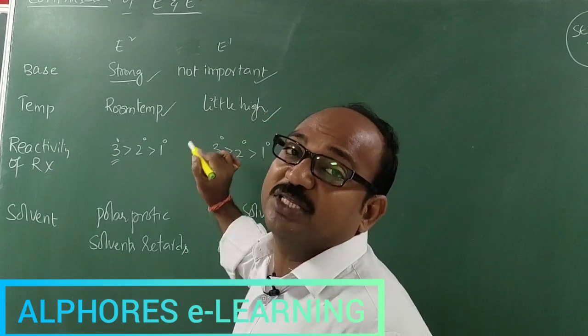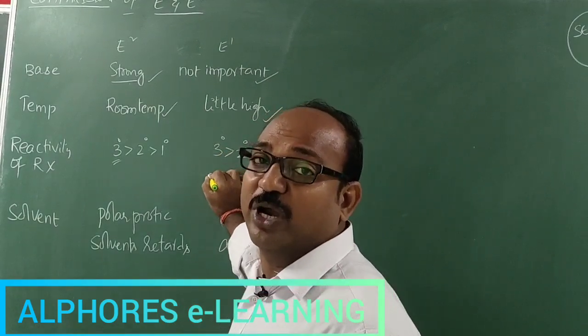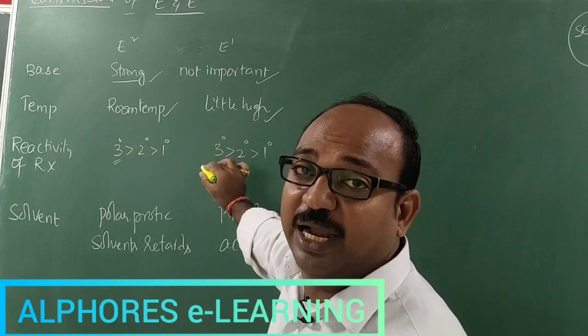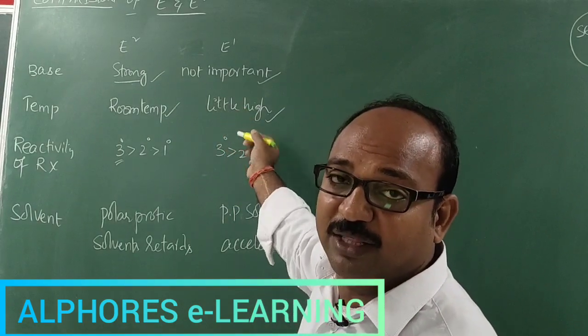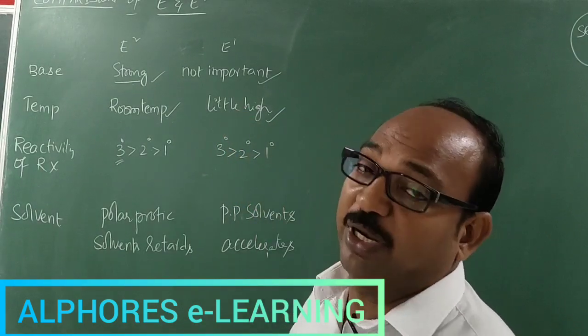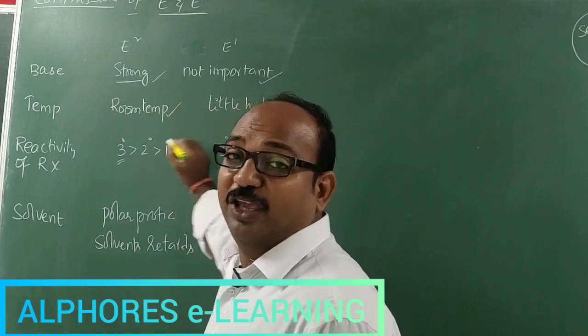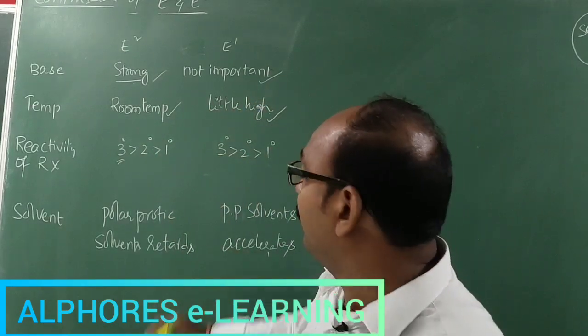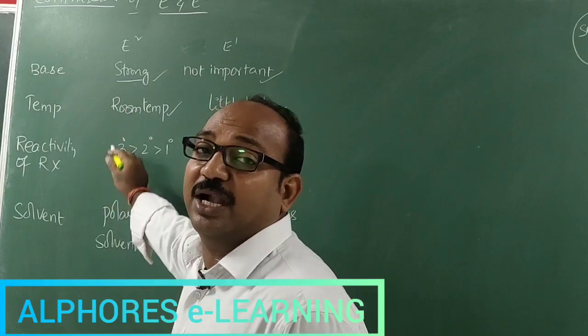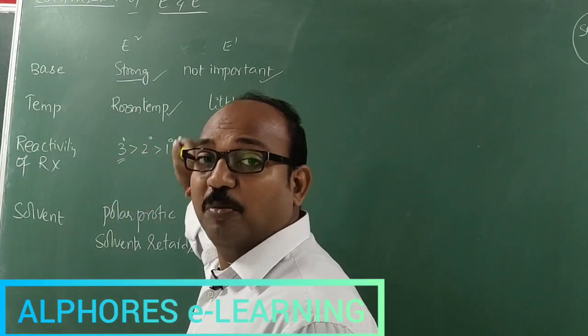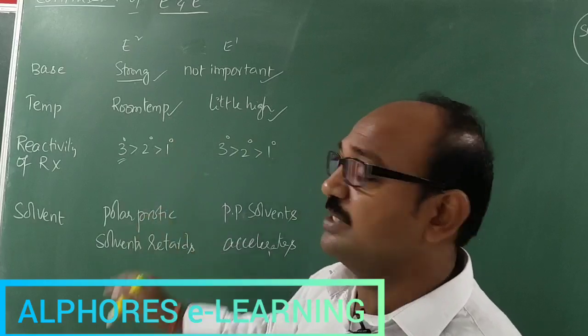And for E1, obviously, because of formation via carbocation, tertiary alkyl halide preferably gives the stable carbocation, then secondary and then primary. So for both E2 and E1, the alkyl halide order follows the same: tertiary greater than secondary greater than primary, but not like SN1 and SN2.